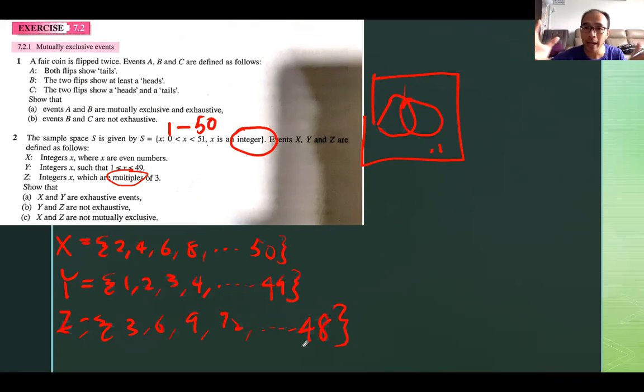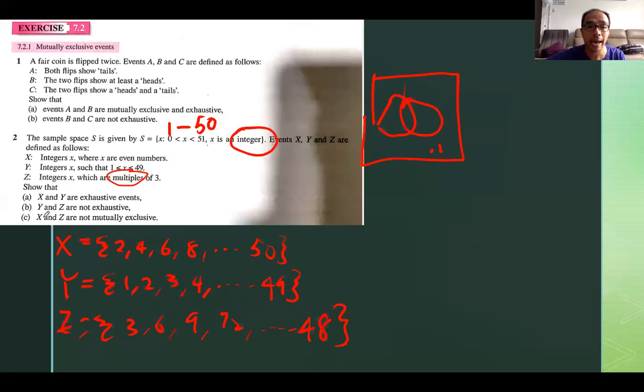Because bila kita gabungkan Y dan Z, kita dapati bahawa ada satu nombor yang tercicir. Okay, so when ada nombor yang tercicir, dan kita katakan bahawa dua peristiwa ini, both these events are not exhaustive. Okay, means kita tidak habis itu ruang sampel. Okay, we didn't finish using the sample space.